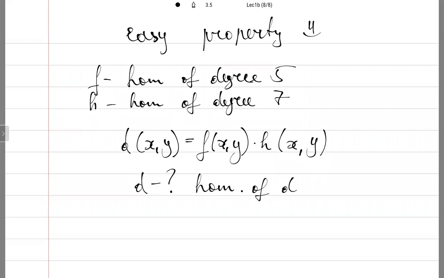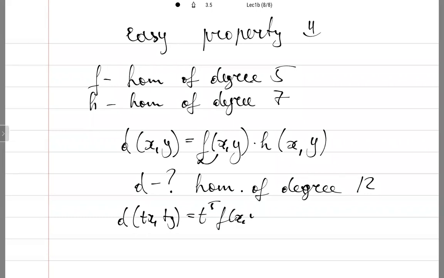Homogeneous of degree 12, because you just write tx, ty. t will go out from the first function with the power 5, and t will go out of the second function with the power 7, provided that both sides exist. I will collect t to the power 12 on the right-hand side.